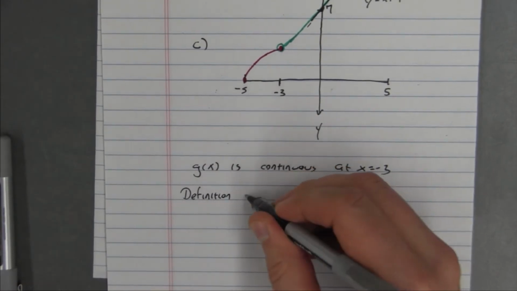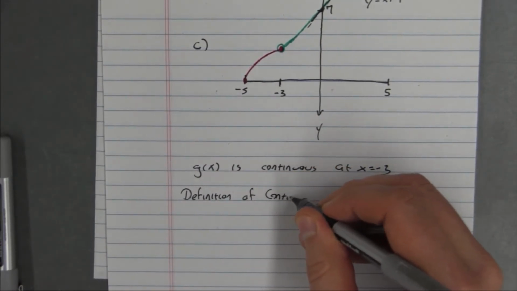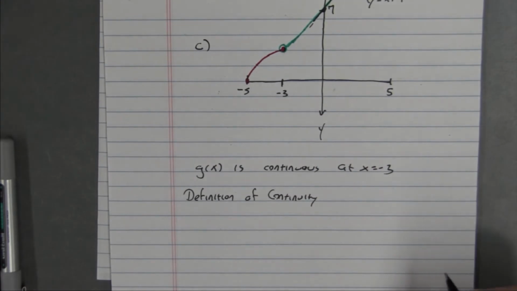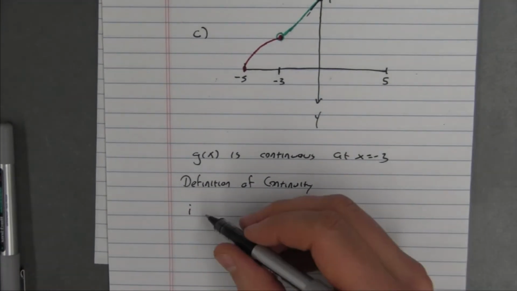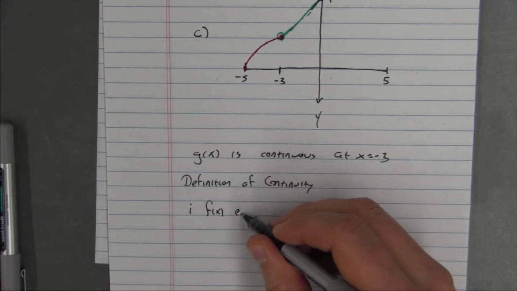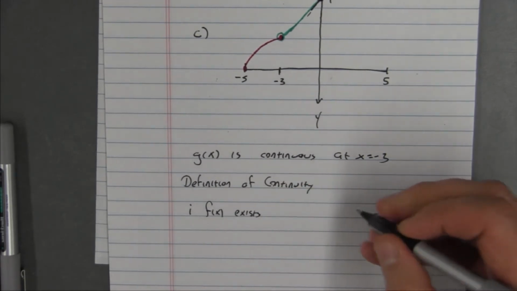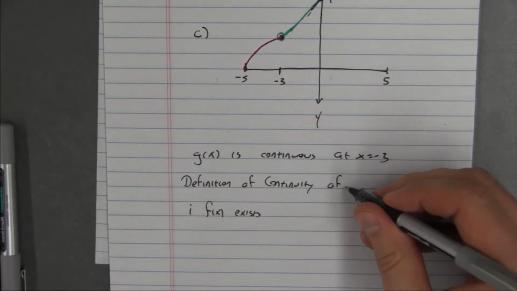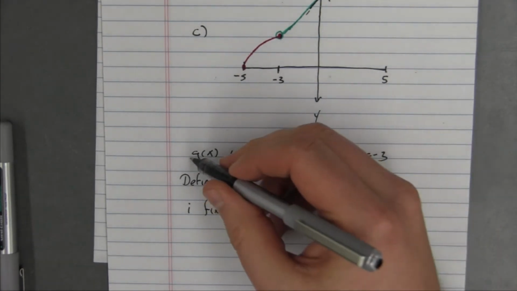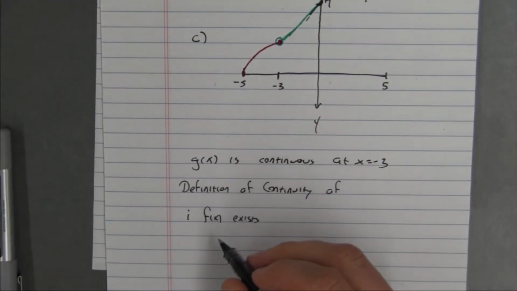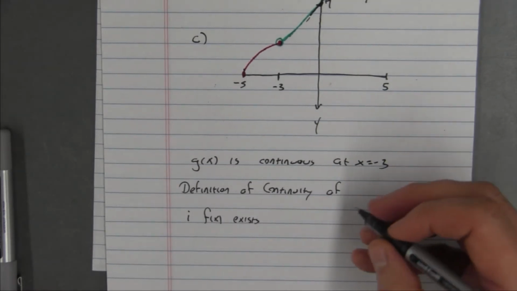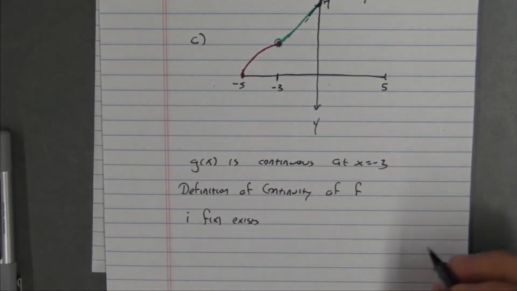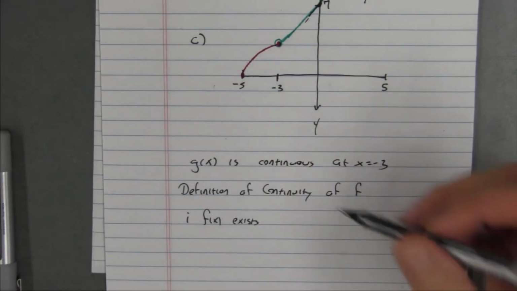There are a couple of different ways to write the definition of continuity. My favorite one involves 3 parts. The 3 parts of the definition of continuity are, 1, that f of x exists. And this is, we should say, the definition of continuity of a function. I guess our function is g, so let me be consistent with that notation. Well, I guess we'll still call it f here. And we'll show that these things hold for g.